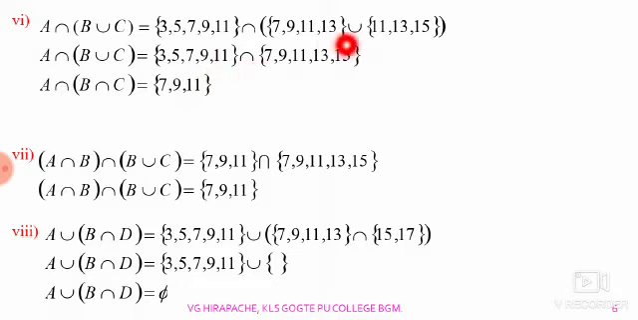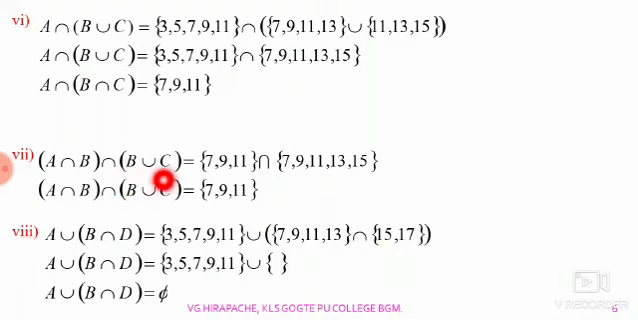Intersection, the union between these two sets is nothing but the elements which are there in both the sets. Therefore 7, 9, 11, 13 and 15 are the members of the union between B and C. Now the intersection of these two sets is 7, 9, 11, which are common in both the sets. Therefore 7, 9, 11. Moving to the next question, A intersection B union C, we should find.